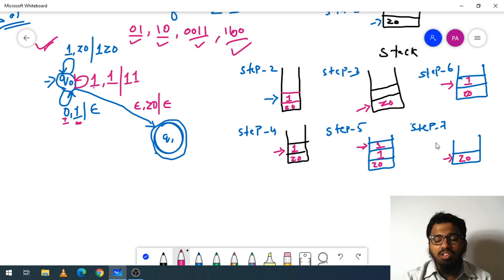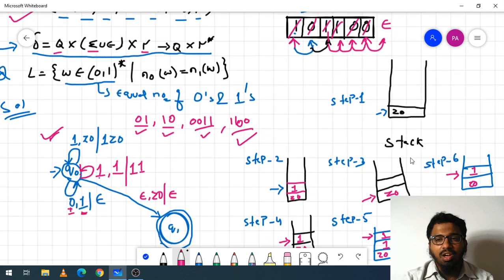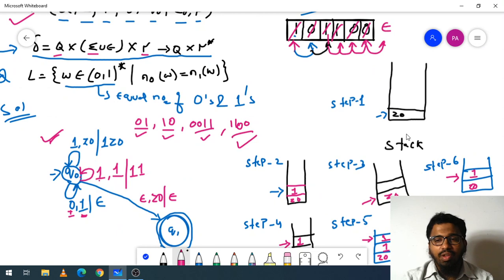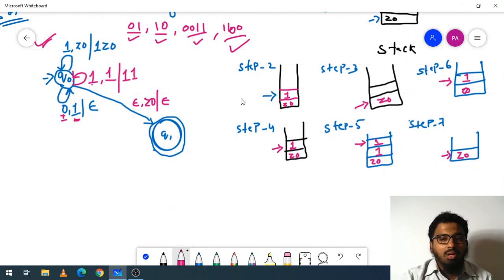Okay, and what is in step 7? In step 7, after finishing the whole string, we have epsilon. So with epsilon, what is in the stack? The top of the stack is Z0. Then the answer we are getting is epsilon. That means Q1 is a new state, and that is a final state. I am telling you that is a final state.